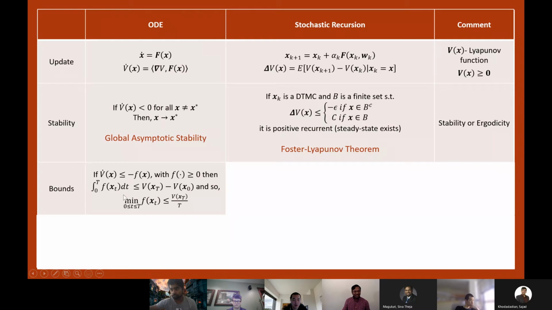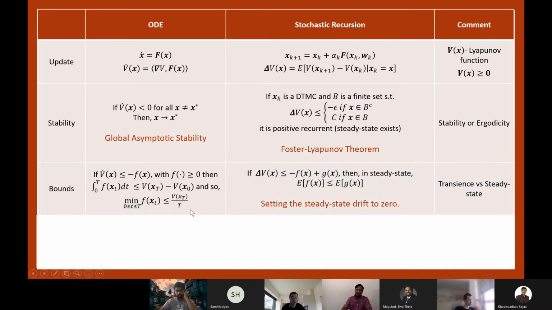This will enable me to bound f of x_t. For example, if I look at the min of all these f's from time 0 to capital T, it decays as 1 over T, if V of x_t is bounded, for example. I'll not talk much more about this, but arguments like this are used in optimization to show rates of convergence, especially rates of the form 1 over T. As opposed to this, we'll look at the stochastic variant, which has a slightly different flavor.